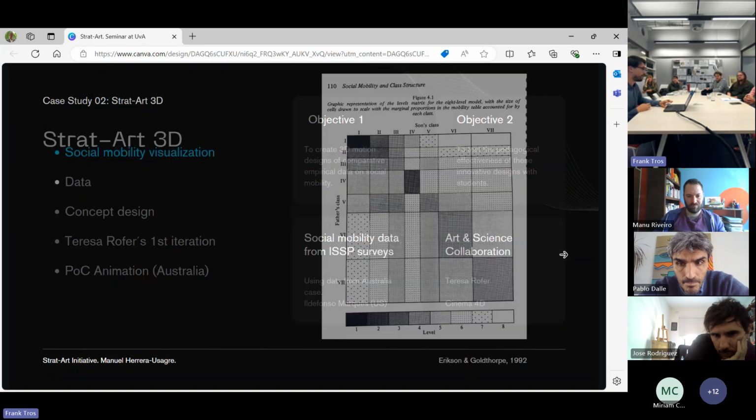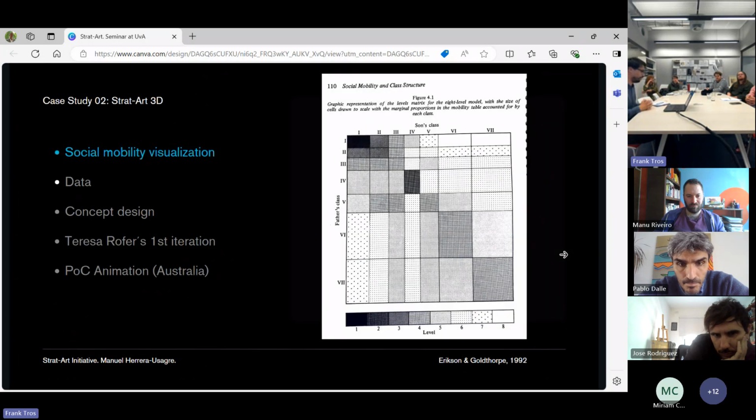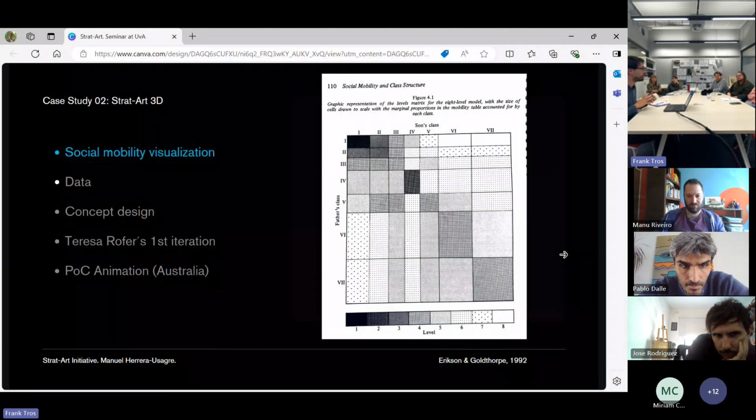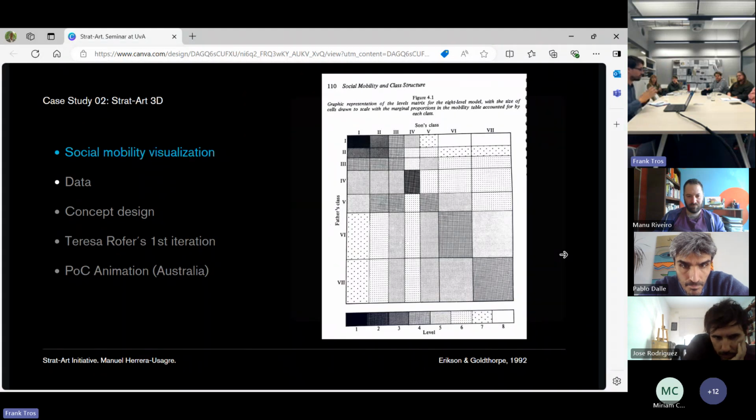To get some context, the visualization of social mobility has been a big challenge since the beginning, because we have many dimensions at the same time. We have the margins, which are the social structure for parents and sons, and we also have the ratios, and we have the change of the ratio. So this is from The Constant Flux, which is one of the most famous social mobility books ever published, by Erikson and Goldthorpe.